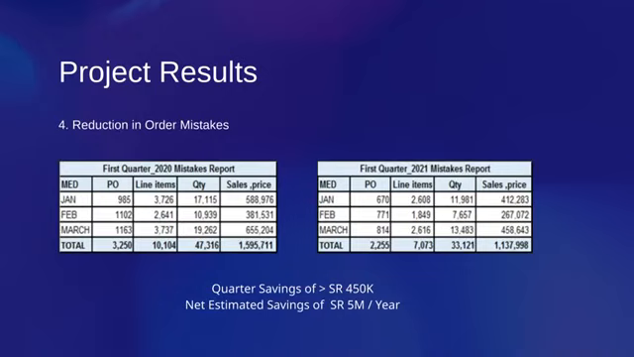The reduction of order mistakes will heavily affect the savings of the company, where it is expected at least core savings of around 500,000 riyals, estimated to be 5 million per year of mistake saving. And this is a very big number, a very big saving for the company. So we estimated the first quarter of 2021 mistakes report, making the sales price of the order mistakes go down, creating lots of savings for our company.